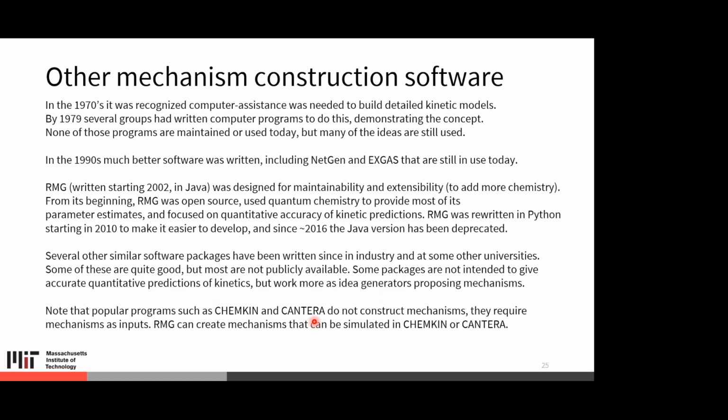Chemkin, for example, provides a library of some mechanisms that people have made some other way, as inputs. And so people sometimes just download those and use them. But really, they shouldn't call them Chemkin mechanisms. They should call them by whoever made the mechanism. Chemkin is just one way to solve a mechanism during a simulation. And RMG can make mechanisms. You can simulate them using Chemkin or Cantera or whatever you want.